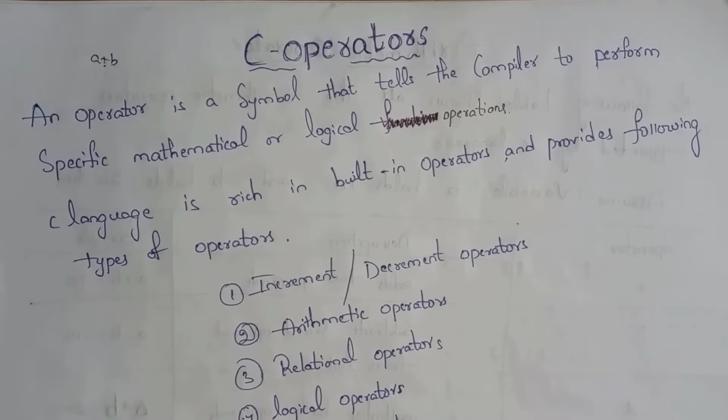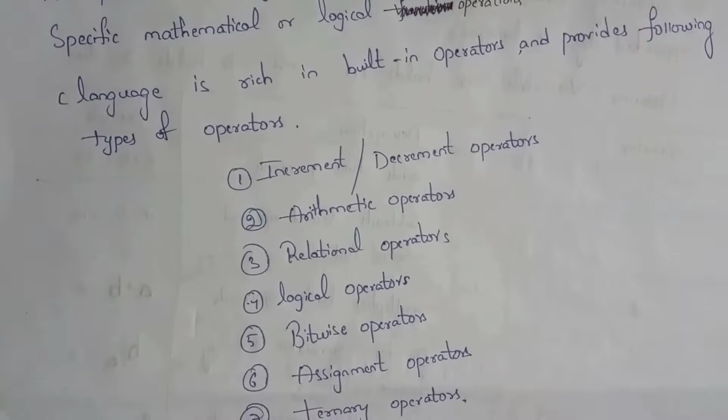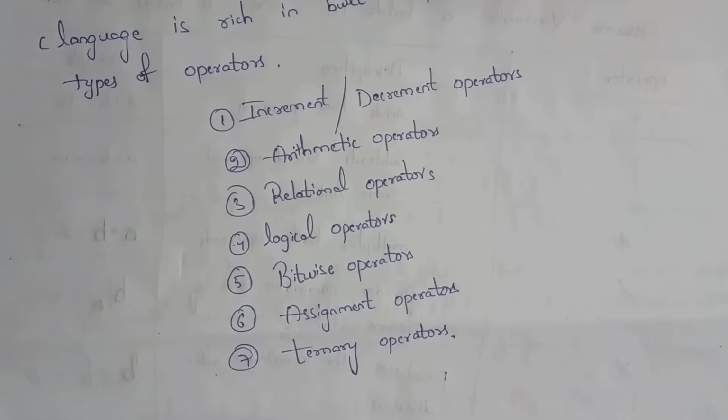Built-in operators are operators whose meaning is already present in the header file, so we call them built-in operators. These are the various types of built-in operators supported by C. The first one is the increment and decrement operator. At first I will explain what the increment and decrement operator is.